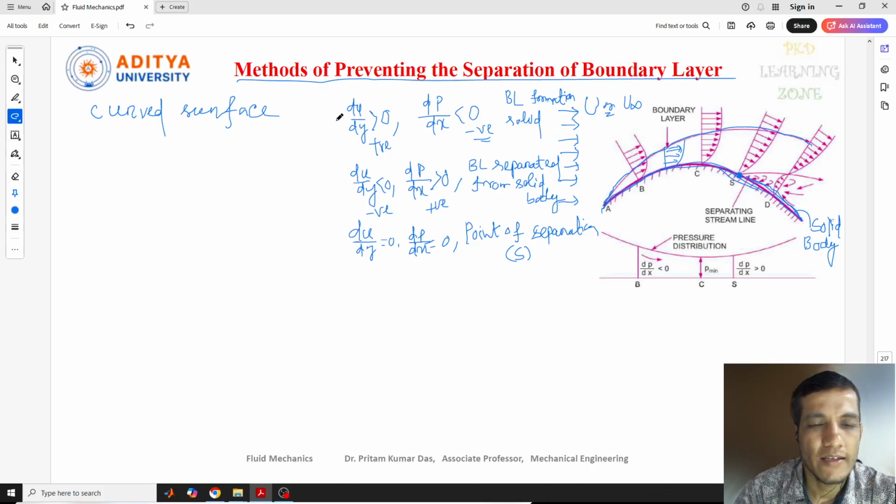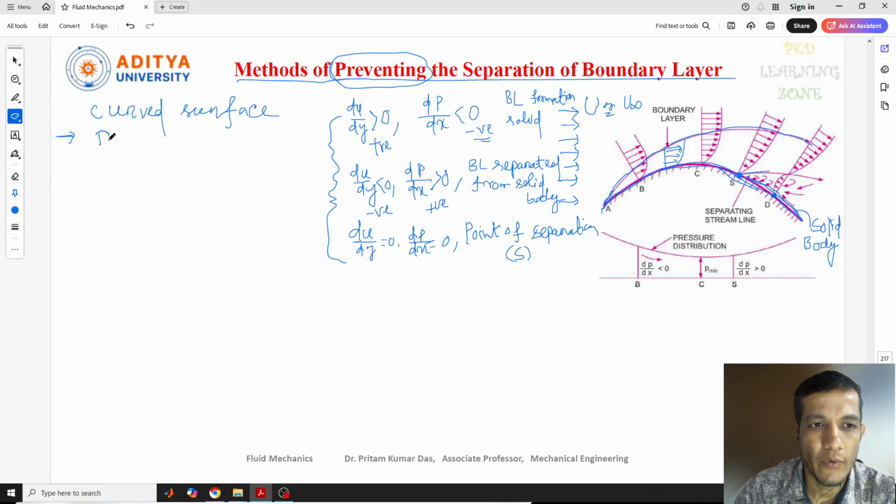So why is this prevention actually required? Why do you need to stop this separation of boundary layer? For that, there is one reason, I'll tell you. We know that the boundary layer started separating from the solid surface at S. But at a certain point it will arrive at the D point. This is the D point.